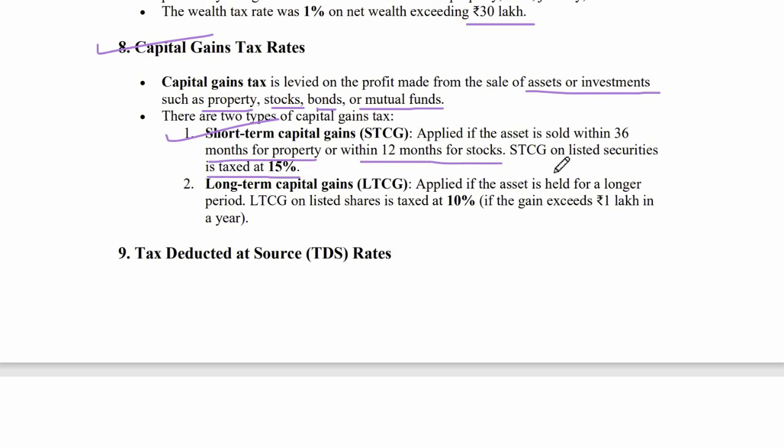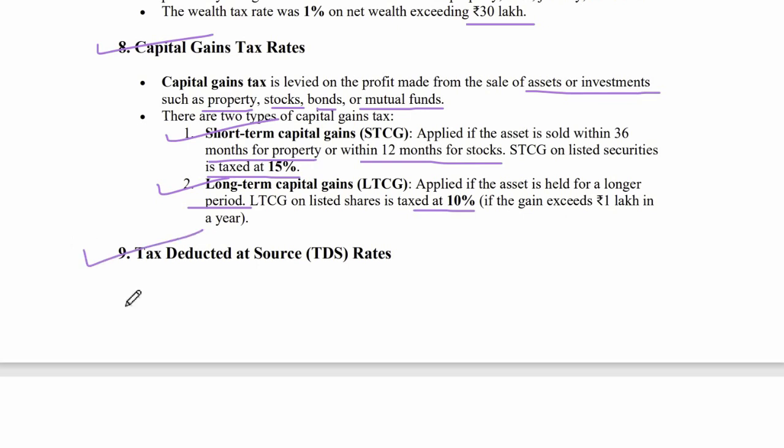So if you're buying a share of a company and selling it within 1 year, then you'll need to pay 15% as short-term capital gain tax. And for long-term capital gain tax, applied if the asset is held for a longer period, that is more than 1 year, LTCG on listed shares is taxed at 10% if the gain exceeds 1 lakh rupees in a year. That is, my gain should be more than 1 lakh rupees, and on that I have to pay 10%, only on above 1 lakh rupees.